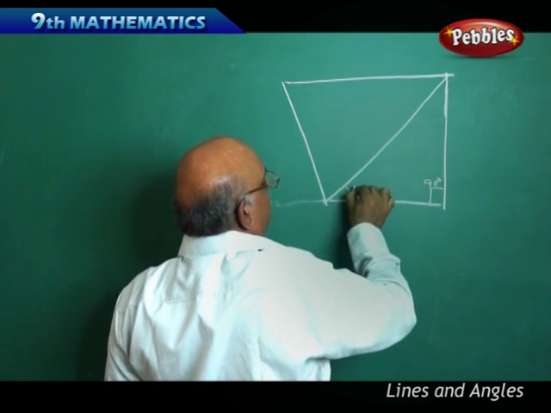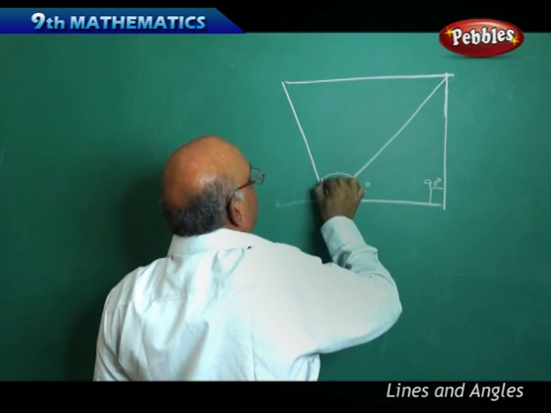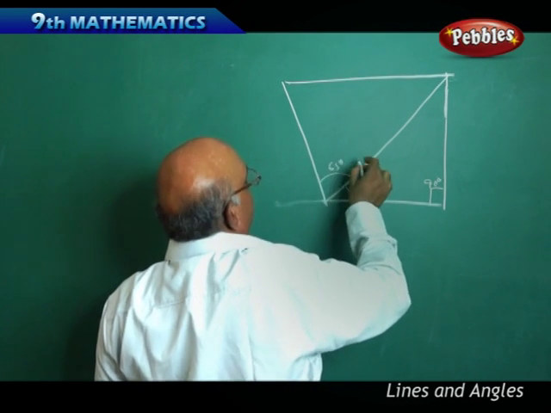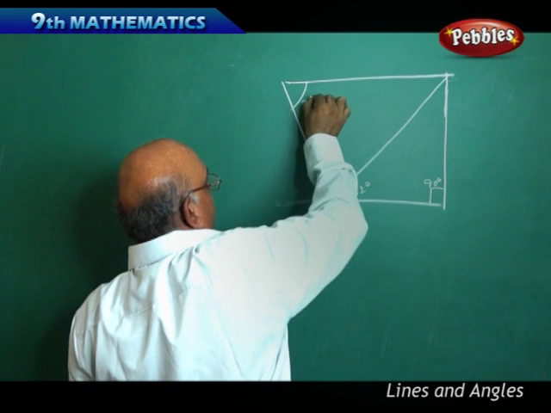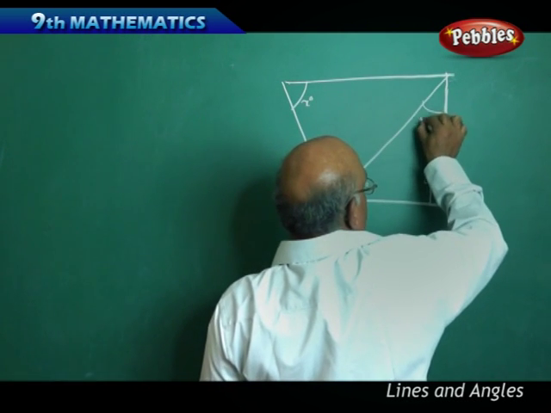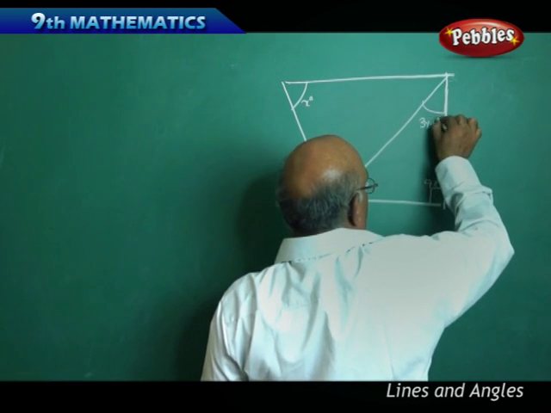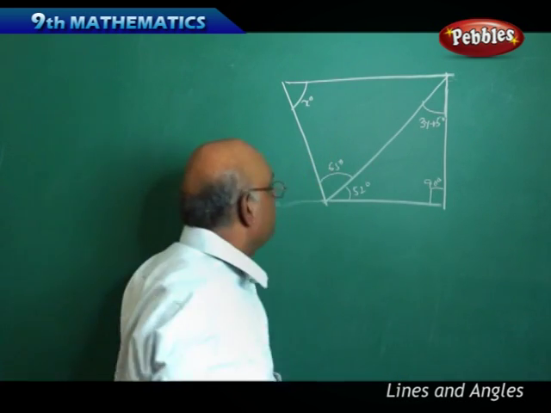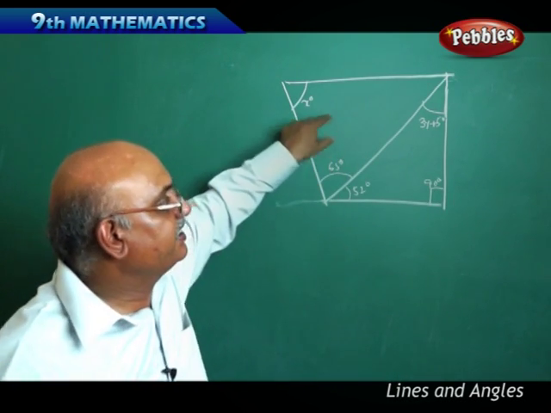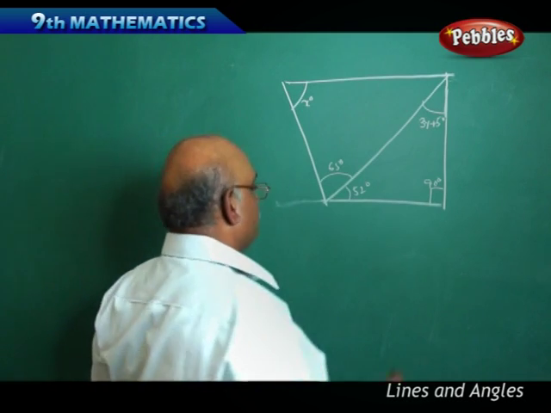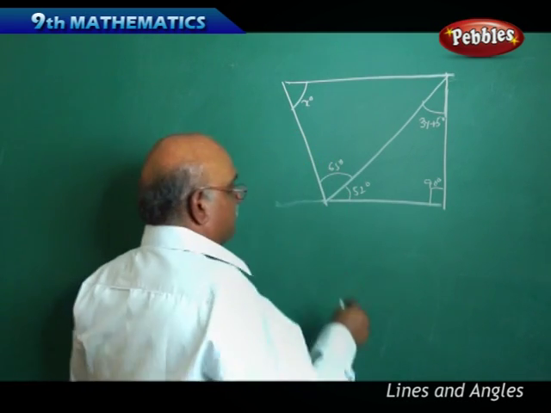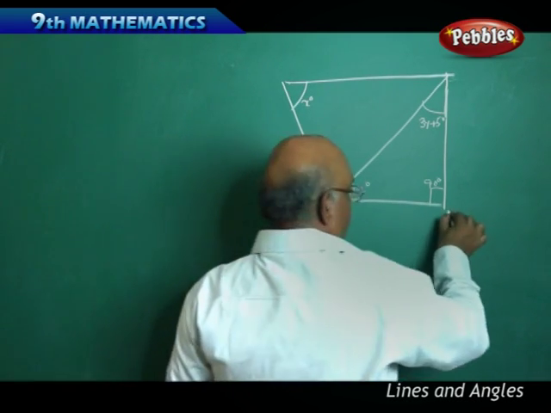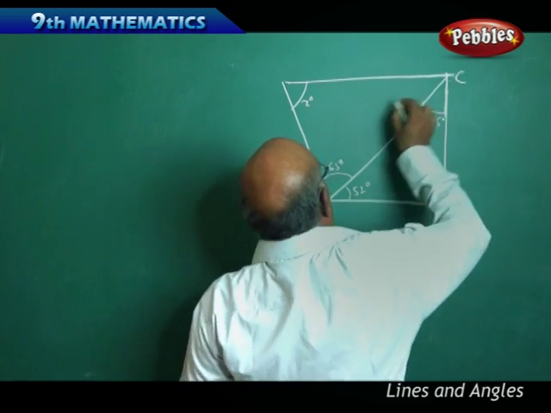This angle he had given as 52 degrees. He had given this as 65 degrees. And this is x he had given. This is 3y plus 5 he had given. Our main task is we want to find out x degrees as well as y degrees. Let us name the corners A, B, C, D.